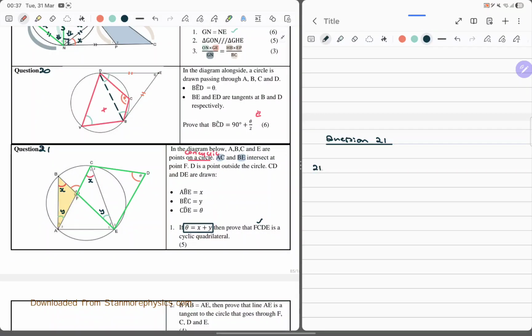So we know that 21.1 says, fine, we're going to say in triangle ABF, what do we see there? We know that A1, in fact, let's start here. We are going to say B is equal to X. That was given.